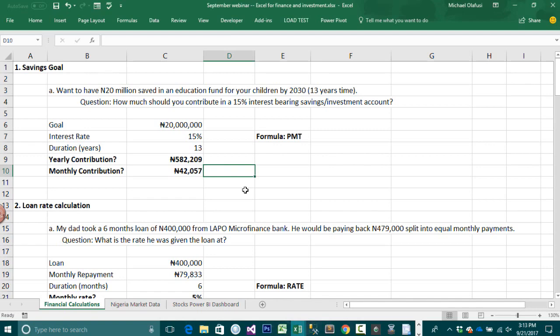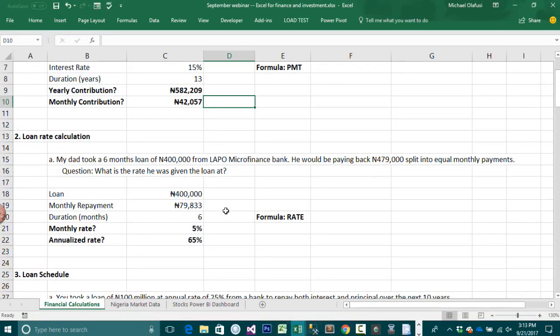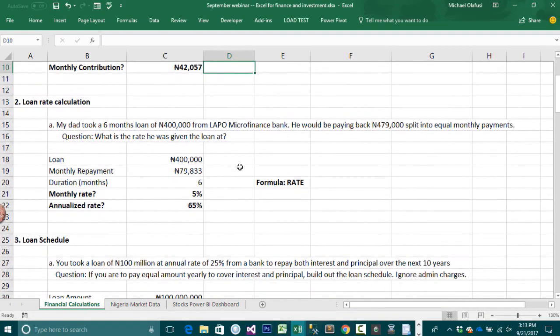So I move on to the second one. The second one is, in fact, a real life calculation. If you know my dad, please don't tell him about this. So early this year, my dad decided to take a loan of 400,000 naira from Lapo Microfinance Bank. It's those kinds of loan that you need for something like an emergency, just a tipping weight kind of amount of money, and somehow he didn't want to get it from someone, he just wants it from someone that doesn't know him.